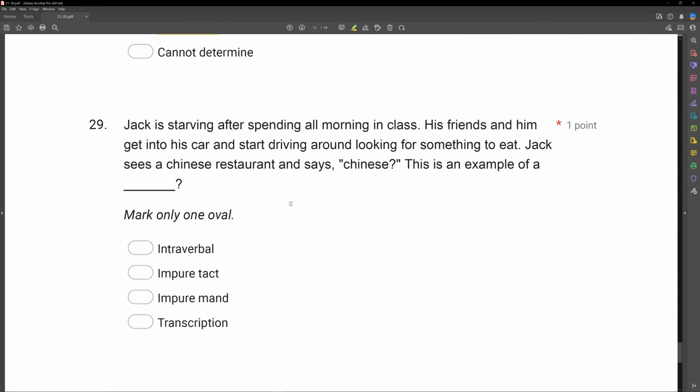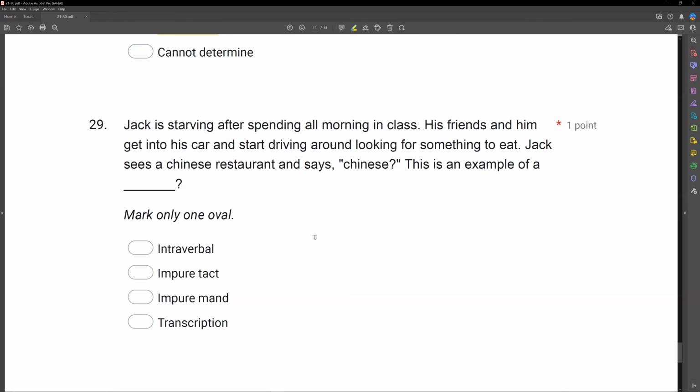29. Jack is starving after spending all morning in class. His friends and him get into his car and start driving around looking for something to eat. Jack sees a Chinese restaurant and says, Chinese? This is an example of a what? Get this question a lot. Okay. Get this question a lot. What is an impure tact?